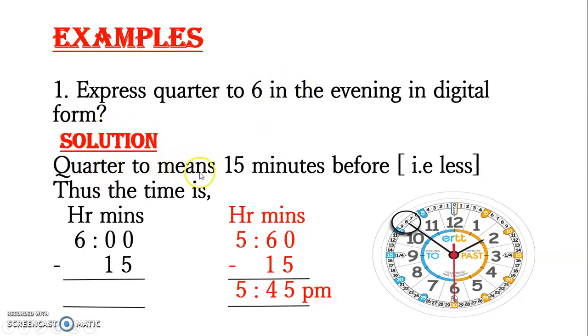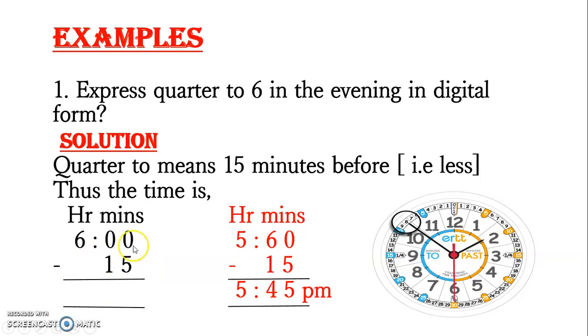Quarter to means 15 minutes before. Quarter to 6. Before 6 is not up to 6 yet. Alright, so 15 minutes before, that is, we're going to subtract 15 minutes from the hour, which is 6. Thus, the time is 6 hour 00 minutes minus 15 minutes. So 0 minus 5 is impossible.